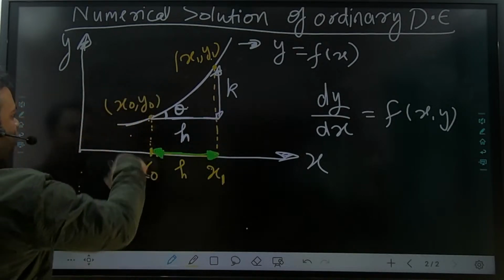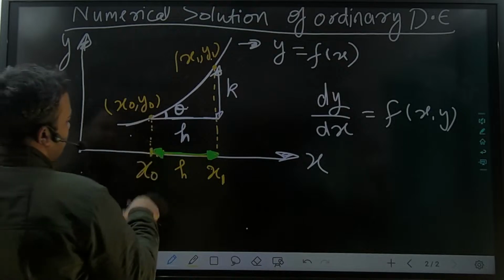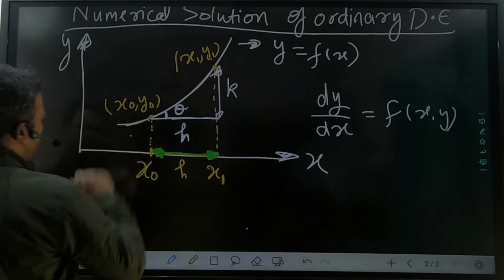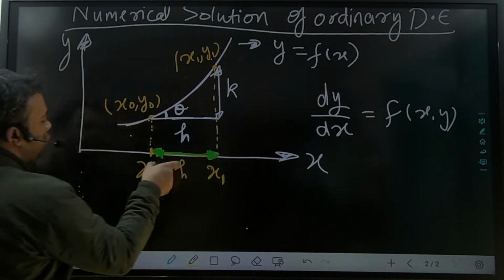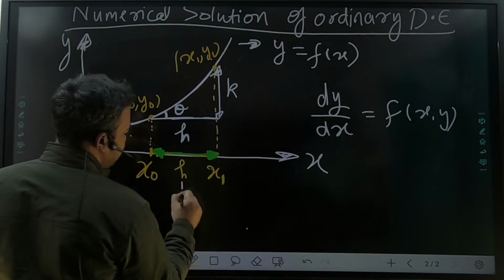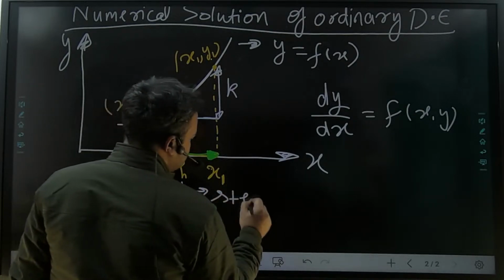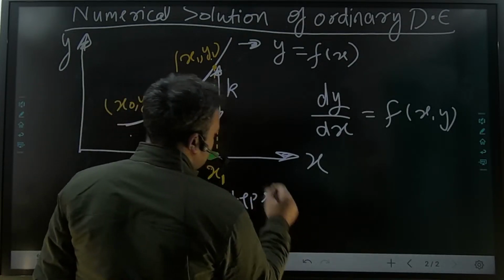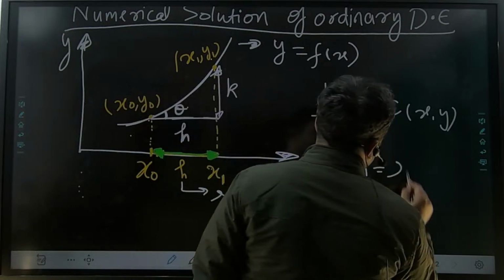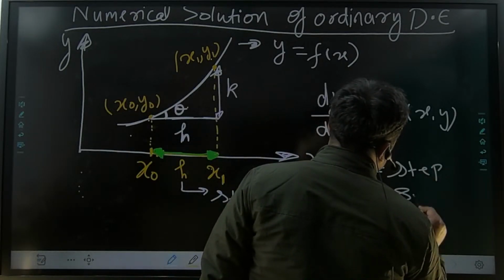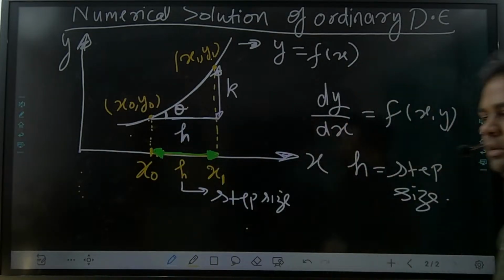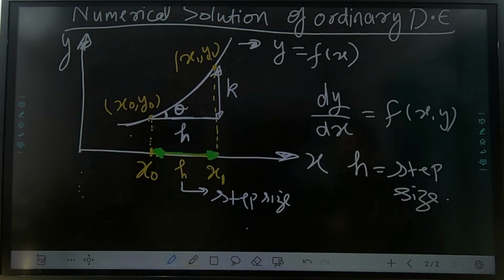So they will always give you the initial condition: at x naught, what is y naught? And they will give you the value of h also. This h is called the step size. It is how much movement you are making from x naught to reach x1.